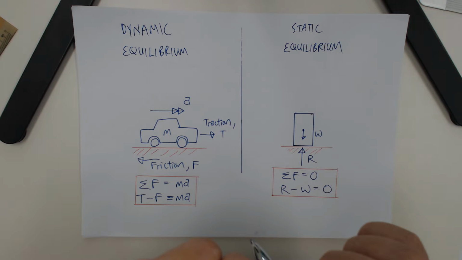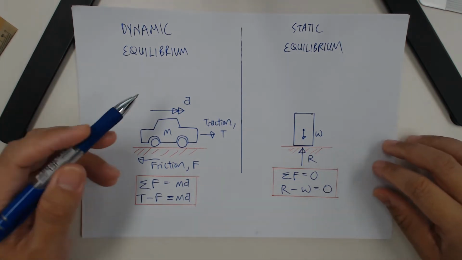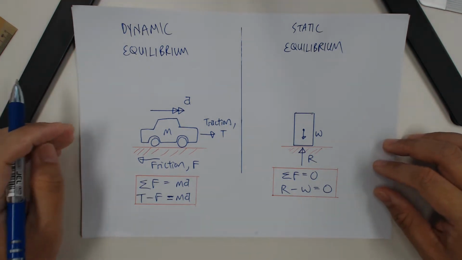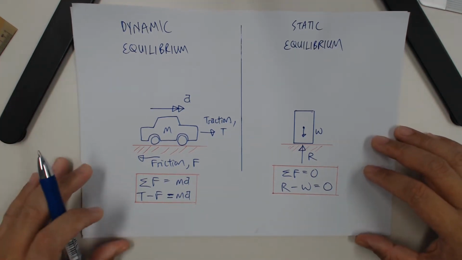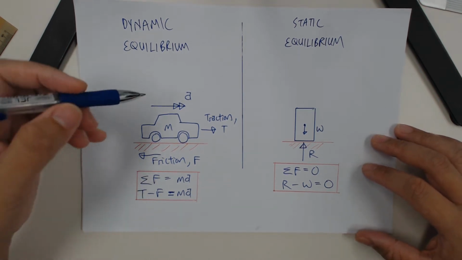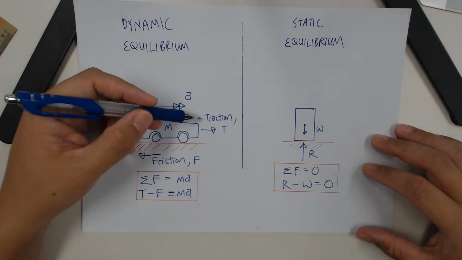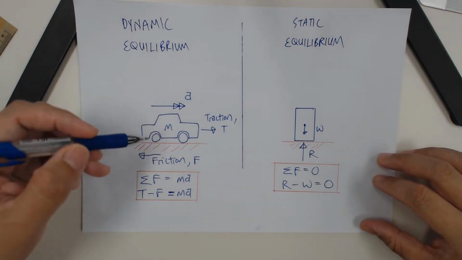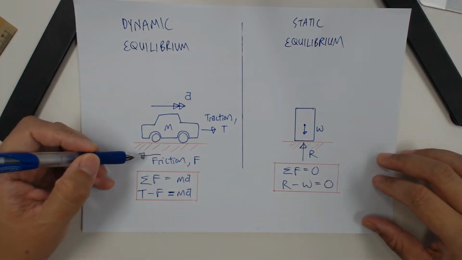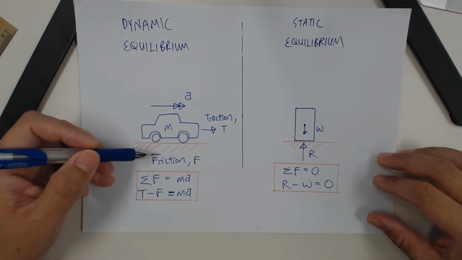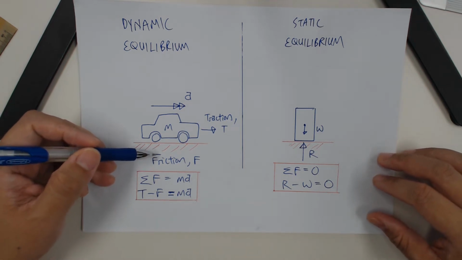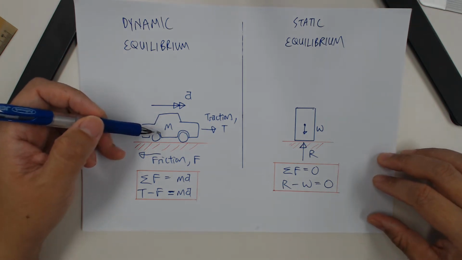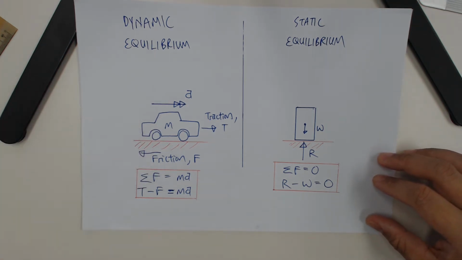When you say dynamic equilibrium, you are saying that the sum of the forces will be equal to the mass times acceleration. Therefore, sum of forces equals mass times acceleration. This means that the traction, which is the force that comes from the engine, minus the friction force created from the ground onto the car, will give you the acceleration times the mass of the car. So T minus F equals ma.